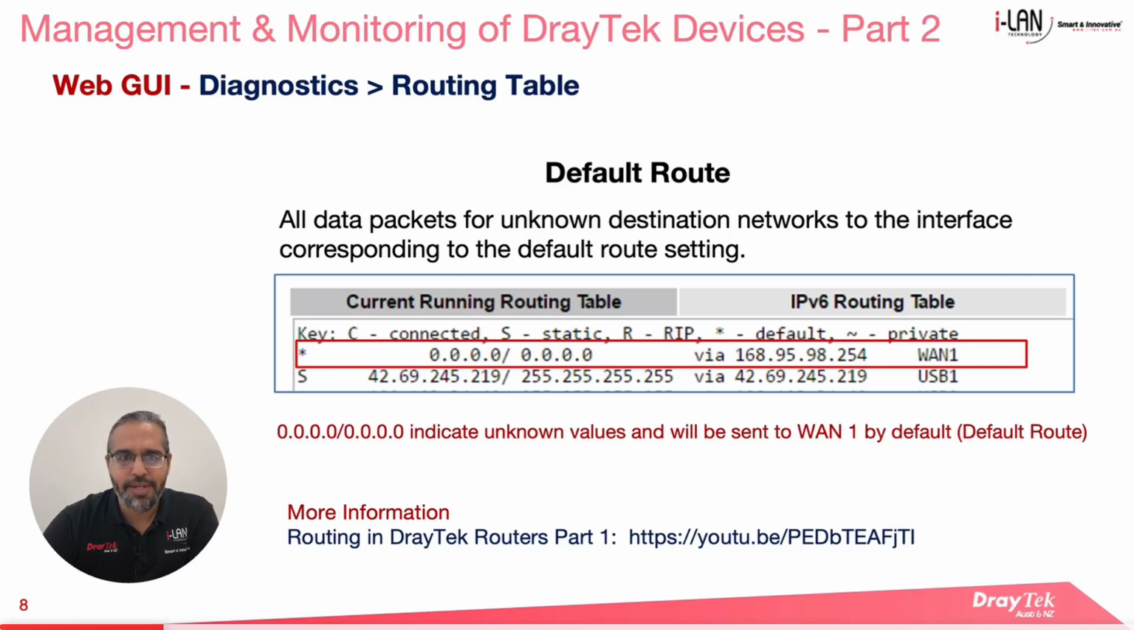In the example shown here, all packets destined for unknown networks are sent to WAN 1, which in our example is 168.95.98.254. More information on routing is available in a webinar we ran previously. You can see the link on your screen. I've included that in the video description below as well.